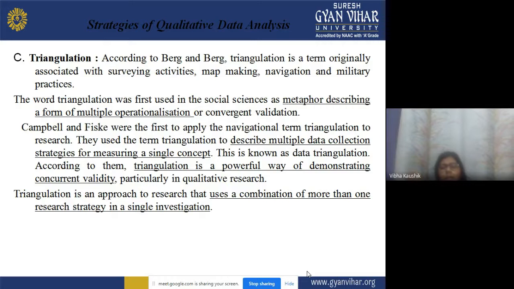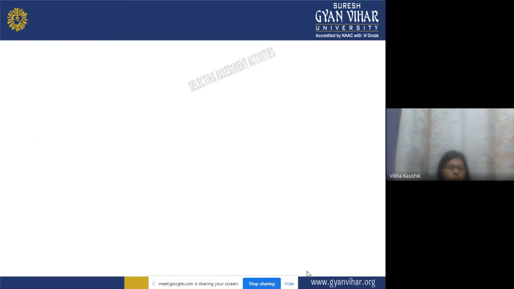It means multiple data collection techniques. It can be an interview, a questionnaire, or an observation schedule. Using multiple data collection techniques for measuring a single concept is known as data triangulation. According to them, triangulation is a powerful way of demonstrating concurrent validity, particularly in qualitative research. Triangulation is an approach to research that uses a combination of more than one research study in a single investigation.